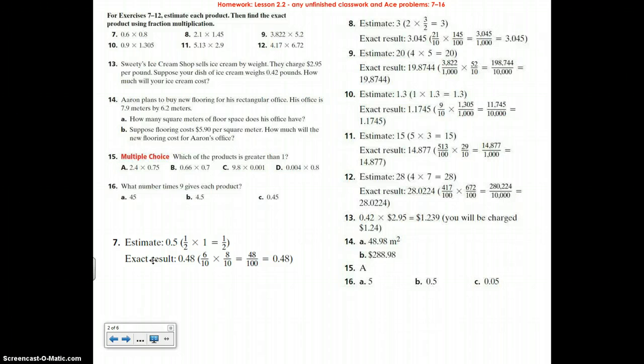Number 14 with Aaron and the square carpeting. He needs 48.98 meters squared. Make sure you have meters squared because it is area. B is $288.98 for his cost. Number 15 is A. That is the largest product, the one greater than 1. And then number 16, A is 5, B is 0.5, and C is 0.05. So you can take a minute and pause this video if you need to look at the homework further.